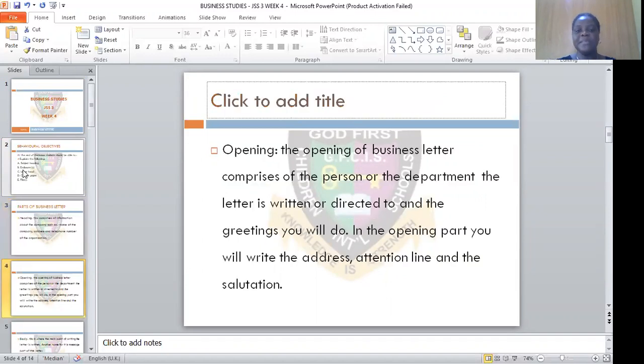Another part of business letter is opening. The opening comprises the department you want to write the letter to, who you are directing it to in that department, and you address it, you give it an attention line, such as dear sir, dear ma'am, either the HOD of the department, and so on and so forth.